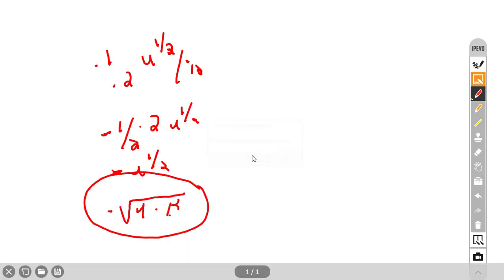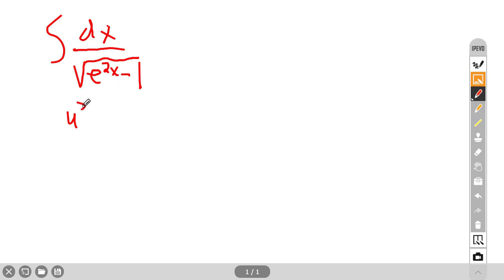On my whiteboard, it says I've got the integral, and then I've got dx, and that's going to be all over the square root of e to the 2x minus 1. So I'm going to let u squared equal e to the 2x. When I take the square root of both sides, u is going to equal just e to the x. So my a squared equals 1, and when I take the square root of both sides, a is just going to equal 1.